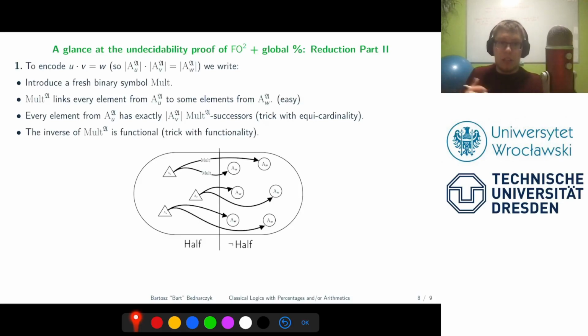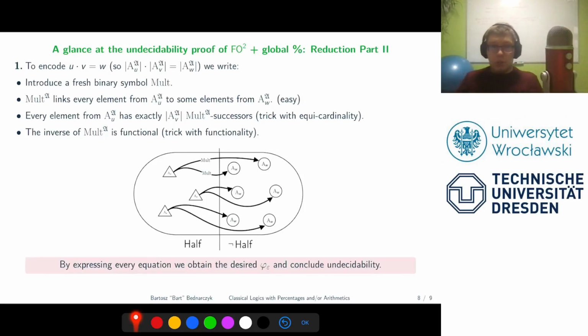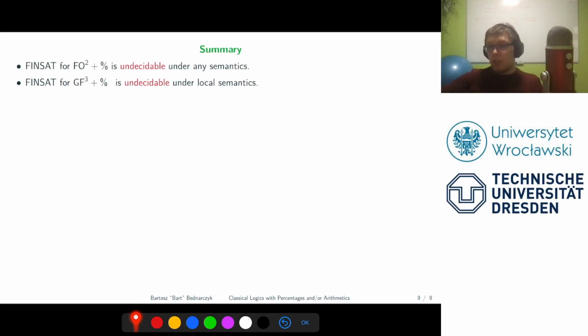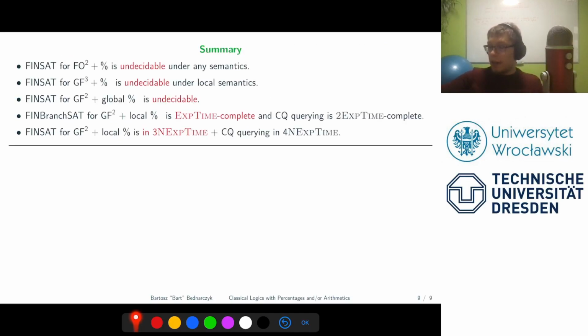And then I need to ensure that the inverse of the mult relation is functional, and one can do that with a trick with functionality. It must be functional because otherwise some of the elements can glue together and we will not have a real multiplication. Okay, and by expressing all these properties, we can get the desired formula phi and conclude the undecidability of FO2 extended with percentage quantifiers. To wrap up, here is the short summary, and there are several open problems.